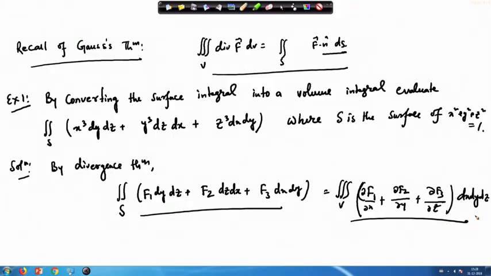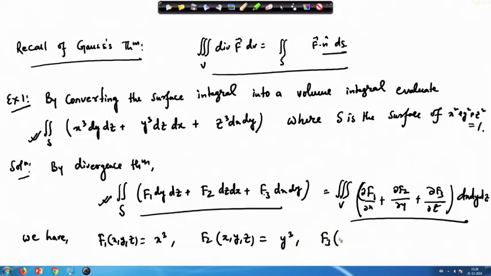This is the required form in terms of Cartesian coordinates x, y and z. Now we can compare. You see this surface integral and this surface integral. Comparing these 2 forms, f1 is x cube, f2 is y cube and f3 is z cube, where V is the volume enclosed by the surface S. So, f1 of x y z is x cube, f2 of x y z is y cube, and f3 of x y z is z cube.